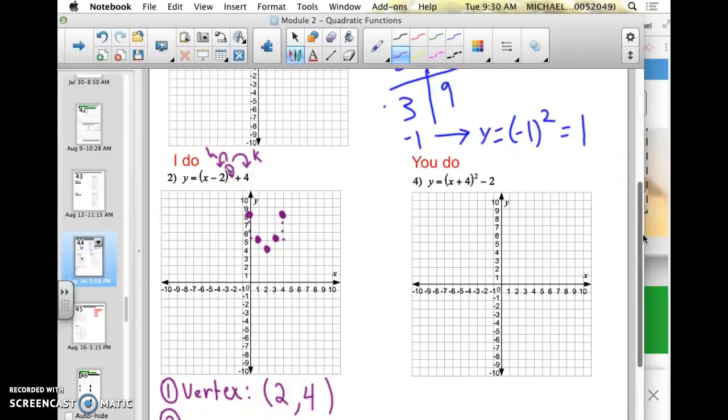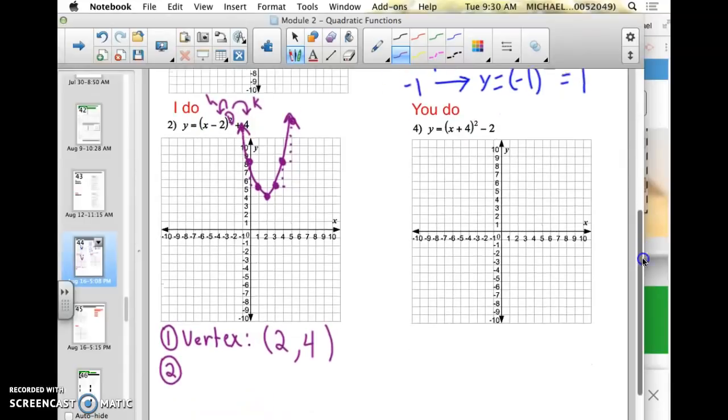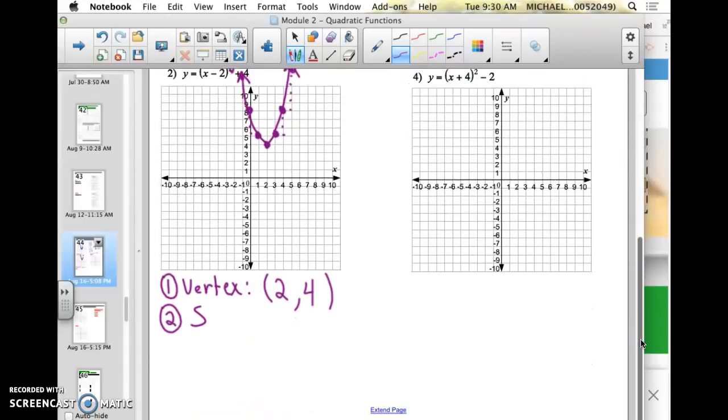And then finally from these two new points, I'll do over 1, up 1, 2, 3, 4, 5. A little bit of an estimate. Over 1, up 1, 2, 3, 4, 5. And then I will connect my points. And this is the parabola of the function y equals (x minus 2) squared plus 4. So, second step, we use the step pattern to draw.